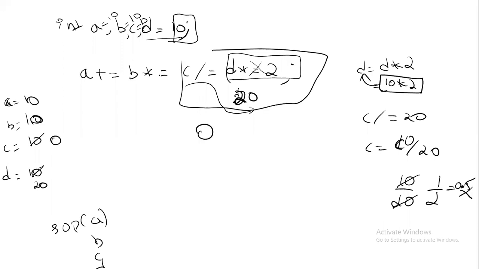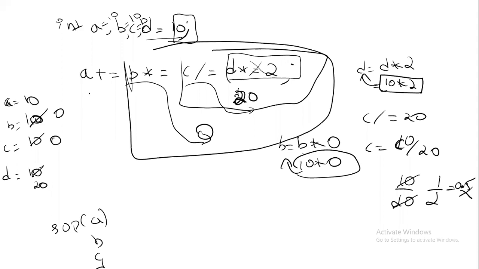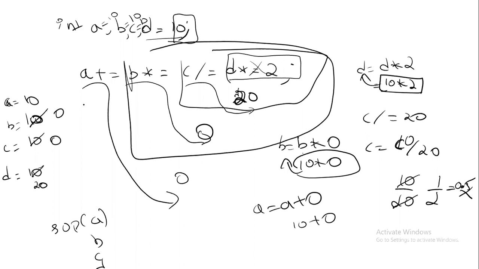B is equals to B into 0, right? So we have to evaluate this. What's the B value? B value is 10. What is 10 into 0? 10 into 0 is 0. And where is the 0 given? To B. So our B also becomes 0. So this whole expression's answer is 0 now. And when you finally execute this, A is equals to A plus 0. What's the A value? 10. 10 plus 0, the answer will be 10 only. And finally, when you print, it is 10, 0, 0, 20.